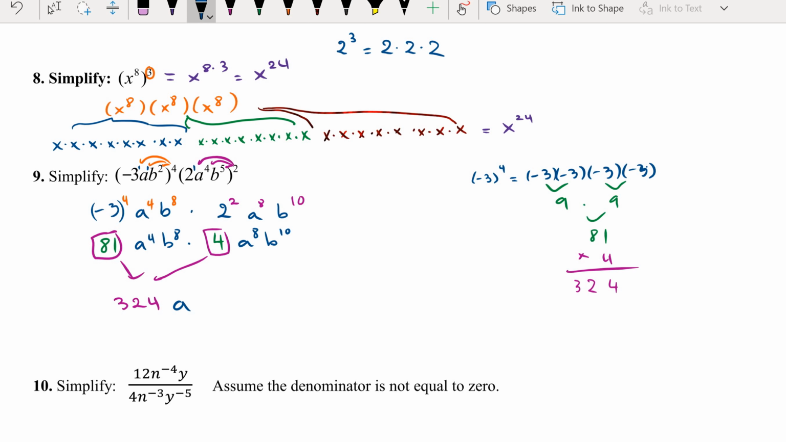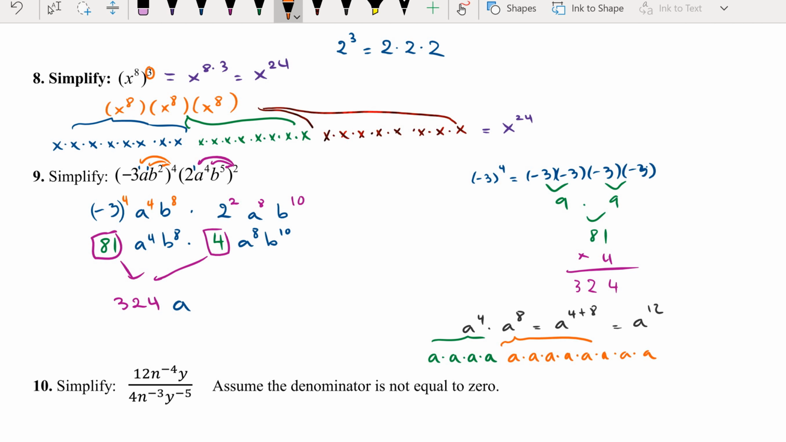a to the 4 times a to the 8. All we have to do is add the power. 4 plus 8 will be a to the 12. If we want to go the long way, if this one doesn't make sense to you, what you're going to do is write down letter a 4 times for the first part, a to the 4. And then you're going to write down a 8 times, a times a times a, 4, 5, 6, 7, 8. So if you count them all together, it will be a to the 12.